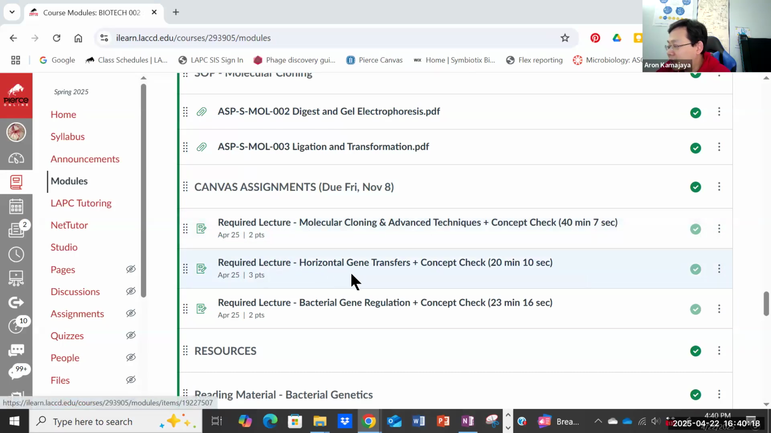And then there's the horizontal gene transfer video over here, also 20 minutes, with 3 questions over there, and bacterial gene regulation. In the horizontal gene transfer video, basically I talk about different ways bacteria can transfer their genes, including transformation. Transformation is just one of the 3 ways by which bacteria can transfer their genes horizontally, meaning from one cell to the next, right?